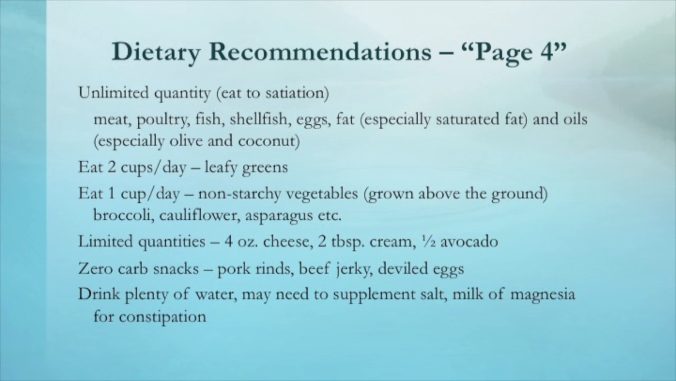So first he says, eat to unlimited quantity, eat to satiation, and he lists a bunch of meat, pork, shellfish, eggs, fat. Don't worry about saturated fat, oils, especially olive and coconut. Of course, he lists more things than this, but list them all. Now, the first thing that your patient is going to do is say, well, but I don't like red meat. So don't eat it. Take something else off the list.